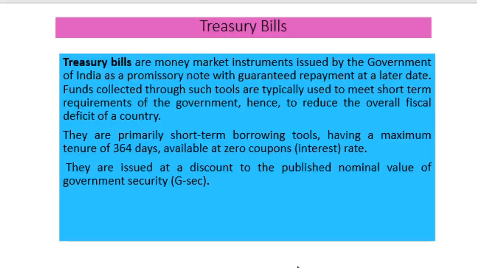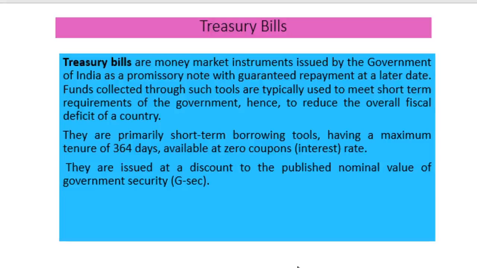Next, it is used for meeting the short-term requirements of the government. These short-term requirements are to meet the overall fiscal deficit of the country. Next important one, this is a short-term borrowing tool and its maximum period is 364 days or 1 year. Another important feature is that it is available at zero coupon or zero interest rate.